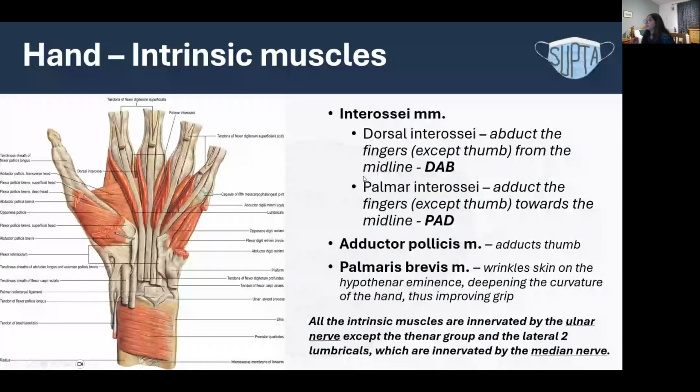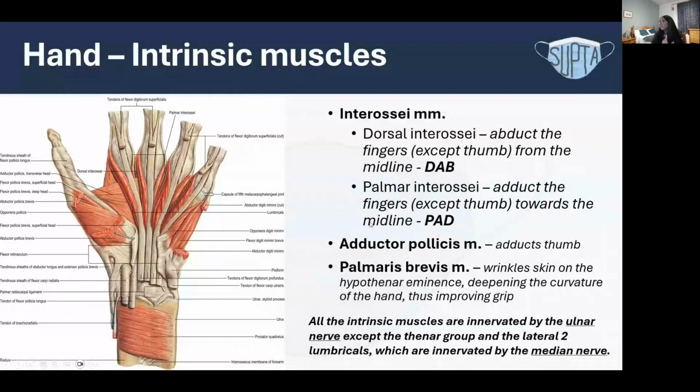Carrying on with our intrinsic muscles, we have the interossei muscles, the dorsal and the palmar. We have our dorsal ones right here, and our palmar ones right here. If you look at their position, they're located along the sides of the fingers. Our dorsal ones are responsible for abduction, whereas the palmar ones are responsible for adduction. How I remember this is with DAB and PAD: DAB, dorsal abduct; PAD, palmar adduct.